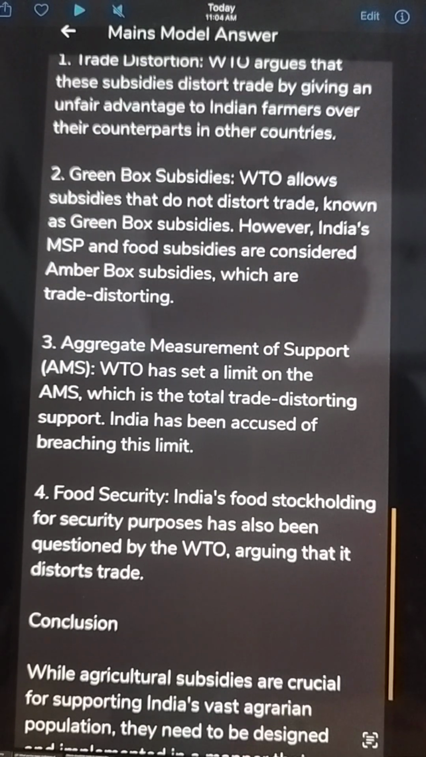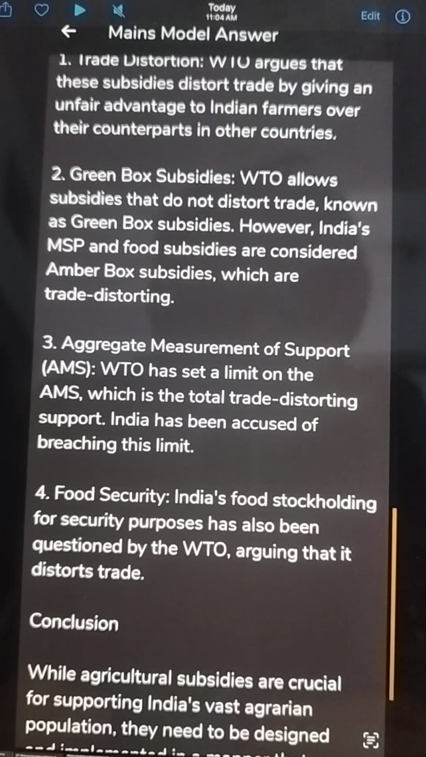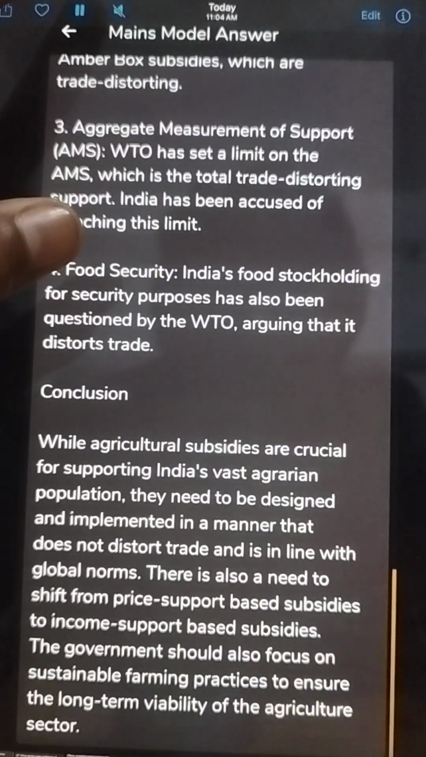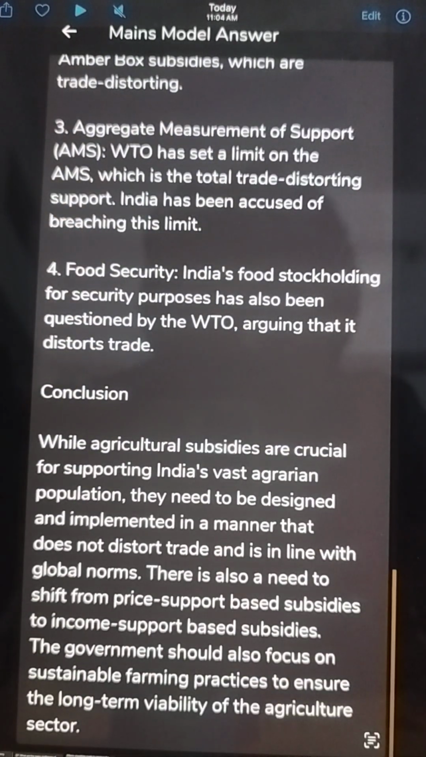WTO allows subsidies that do not distort trade, known as the green box subsidies. However, India's MSPs and food subsidies are considered amber box subsidies, which are trade distorting. That is the aggregate measurement of support. WTO has set a limit on the AMS, which is the total trade distorting support. India has been accused of breaching this limit. Then comes food security. India's food stock holding for security purposes has also been questioned by the WTO, arguing that it distorts trade.